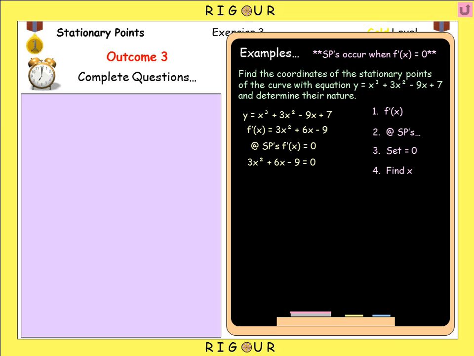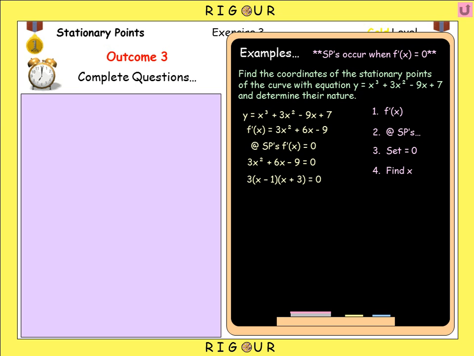So now we've got to find x. Once we've set equal to 0, what we normally do is factorise. In this particular case there's a common factor of 3, so it would be 3 bracket x squared plus 2x minus 3, and then it's just a trinomial, giving you 3 bracket x minus 1, bracket x plus 3 equals 0. We've left out those steps because we should be familiar with factorising at this point.